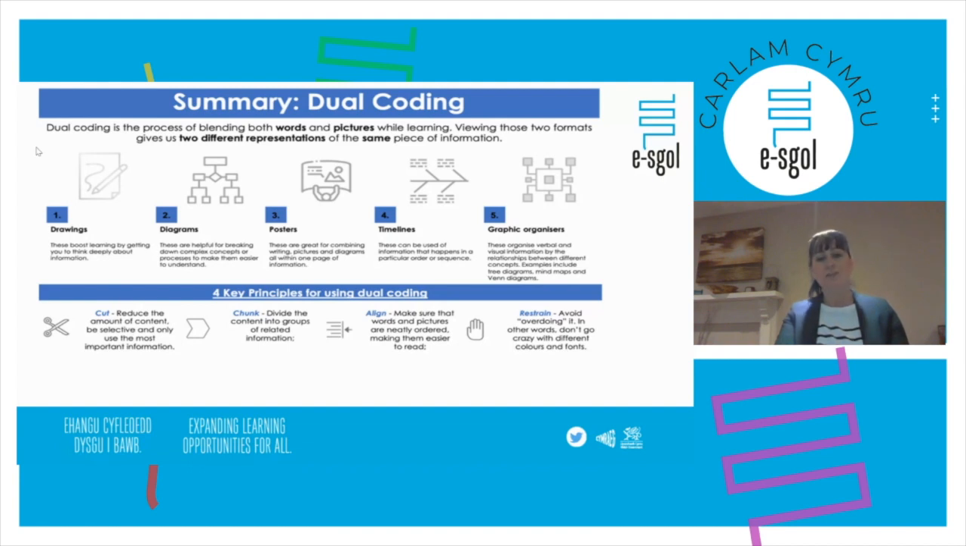Chunk everything together, so divide the content into groups of related information. You can align it, make sure that your words and your pictures are neatly ordered, so that makes them easier to read. And restrain, so avoid overdoing it. In other words, don't go crazy with different fonts and colours and things.